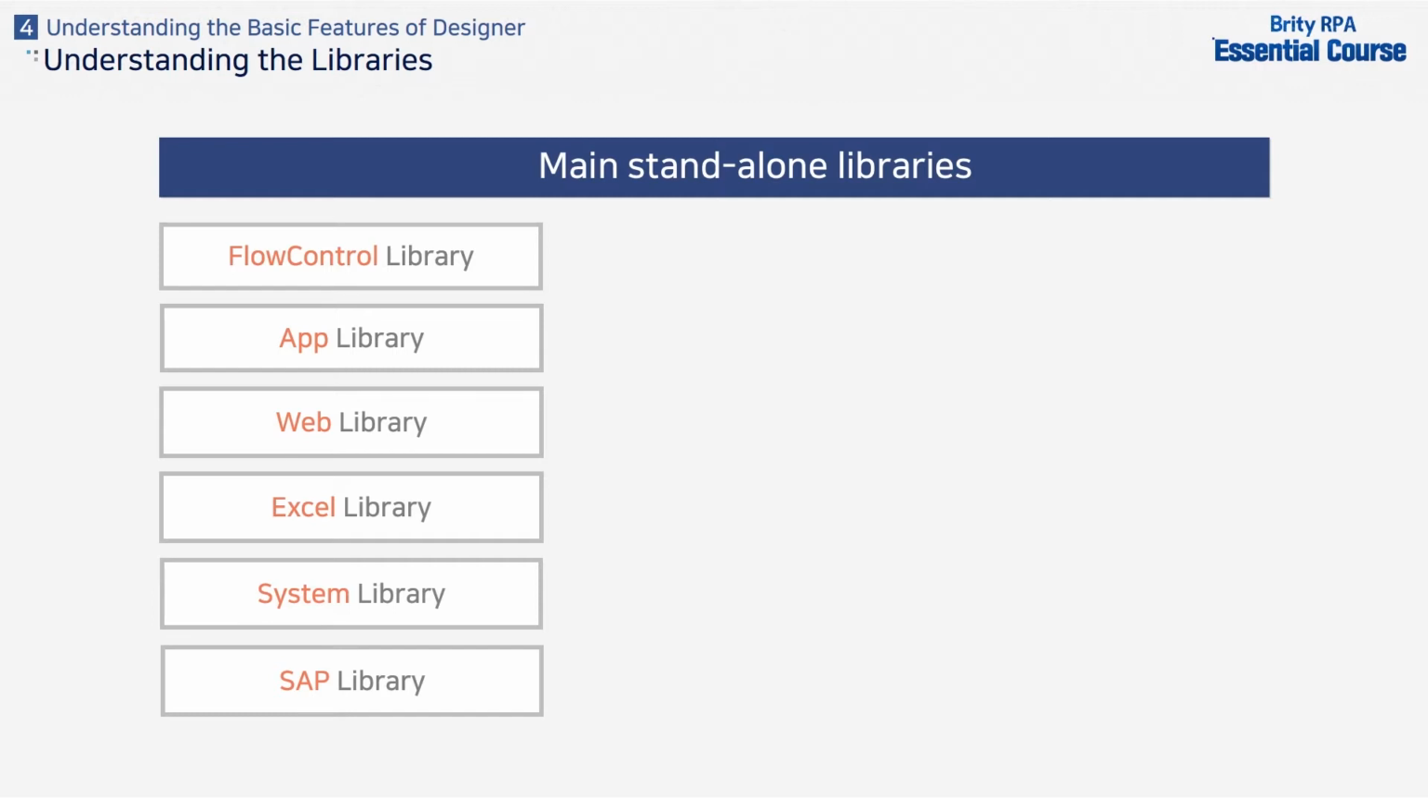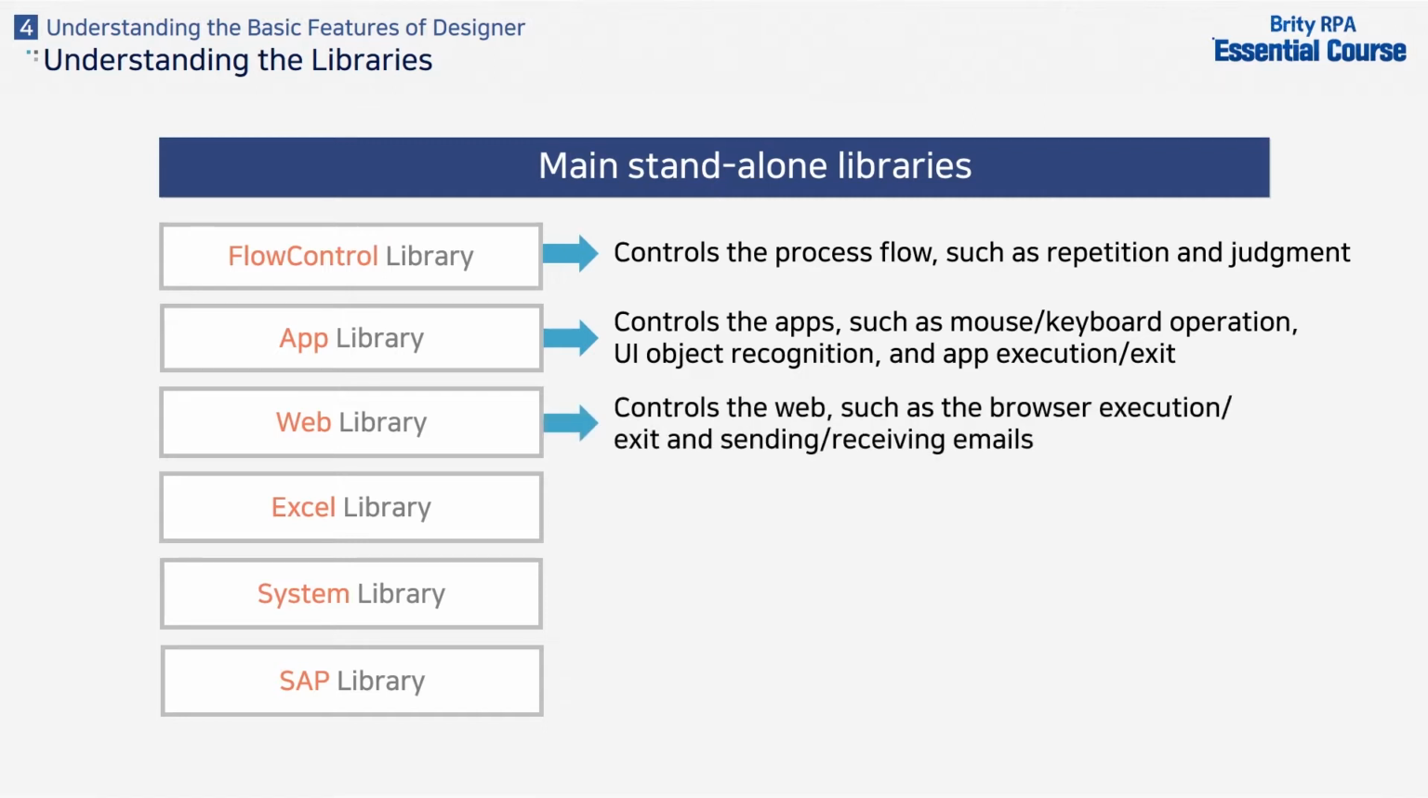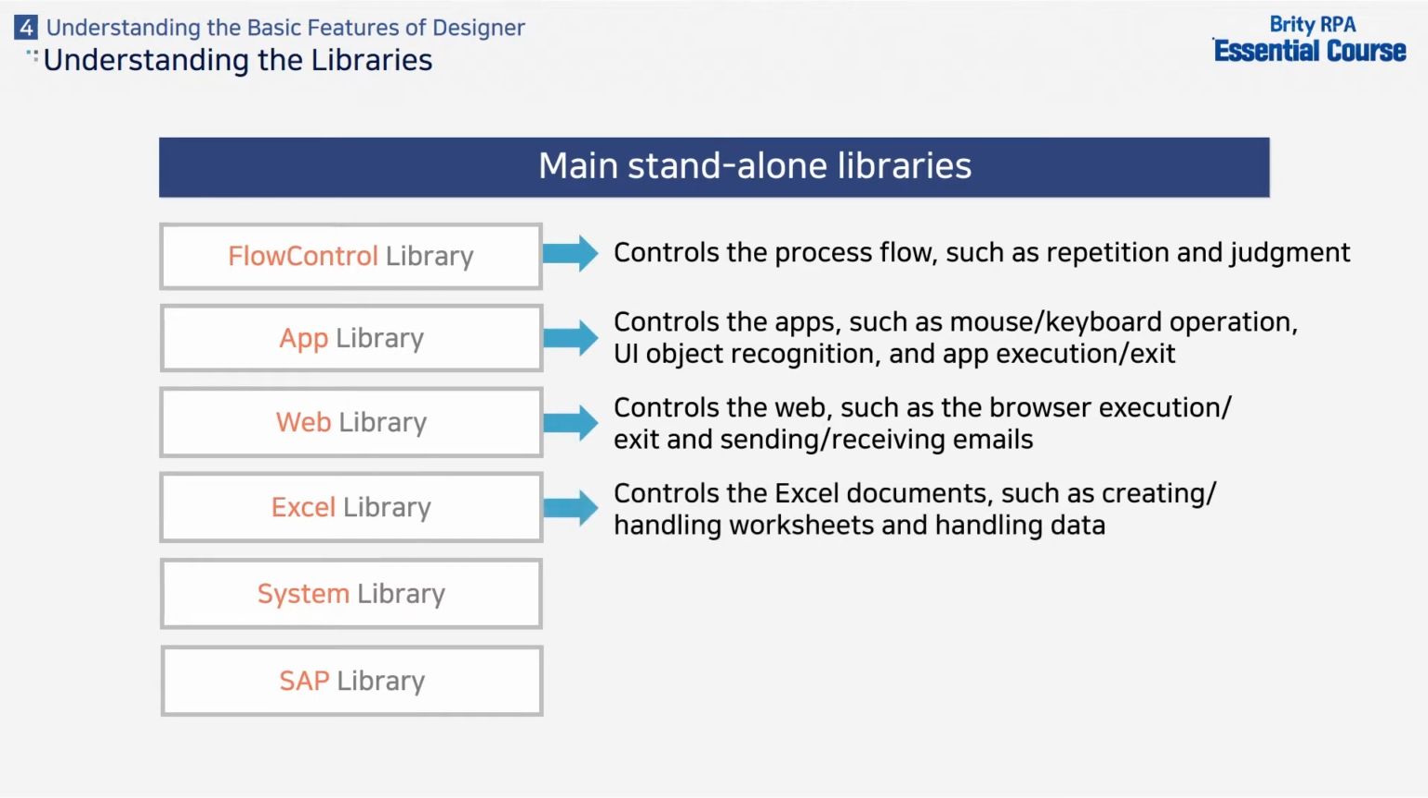Looking at the features of the 6 main libraries, there is the Flow Control library that controls process flow, such as repetition and judgment. The App library that controls the app, such as mouse keyboard operation, UI object recognition, app execution and exiting. The Web library that controls the web, such as browser execution and exiting, as well as sending, receiving mails. The Excel library that controls Excel documents, such as creation, handling of worksheets, and handling data.